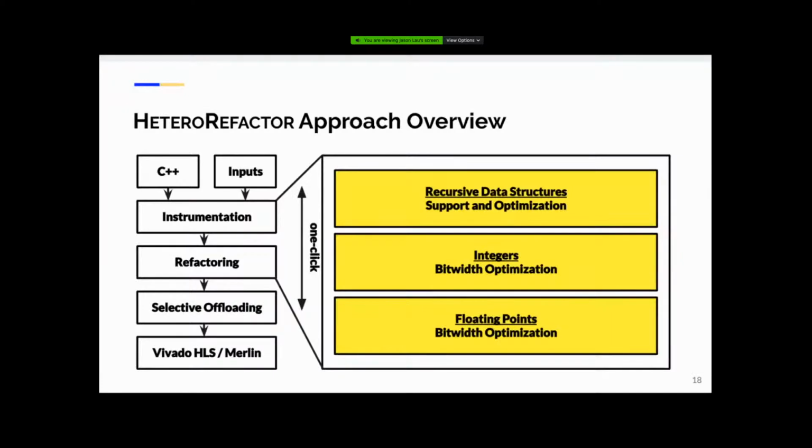Thank you, Jason. We proposed a new dynamic invariant analysis and automated refactoring technique called HeteroRefactor. It instruments the program to monitor FPGA-specific dynamic invariants, for example, the size of recursive data structures. Using this kind of knowledge, it automatically transforms the program to a runnable version with optimized bit width, and it selectively offloads the computation from CPU to FPGA only if an input falls within the dynamic invariant.